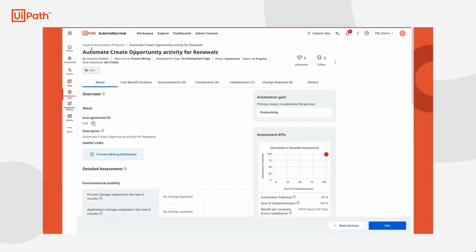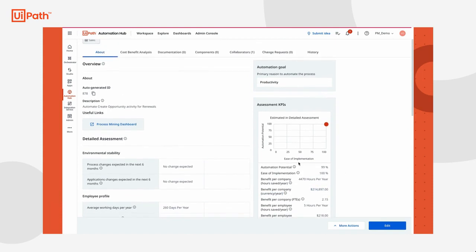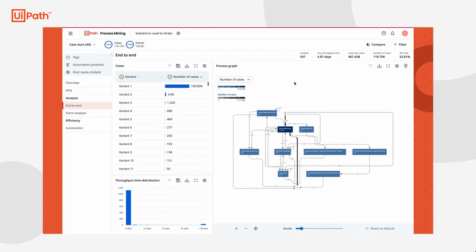Sebastian sees Tasha's automation idea come through the pipeline and assesses her idea against others proposed across the company. Since the idea has a high amount of savings associated, over $200,000 annually, and is high in ease of implementation and automation potential, he sends it to the development team. The automation was developed and implemented just in time for the new year.